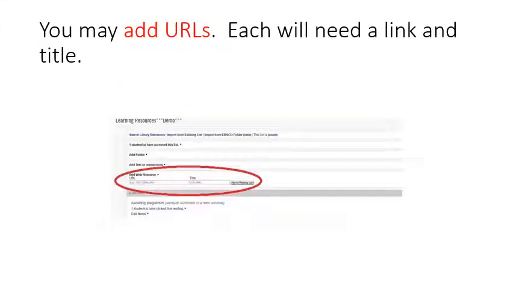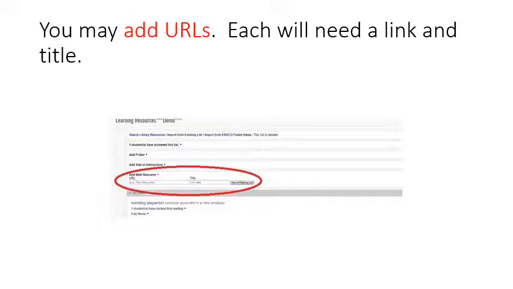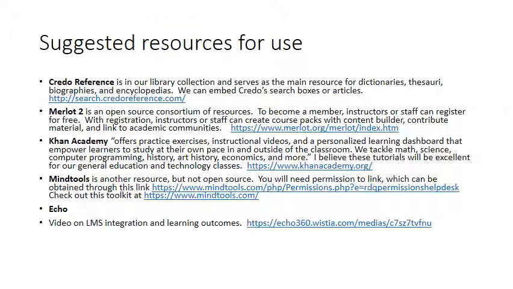If you want to add URLs from other sources like Merlot or other really good education open source kind of links, you can do that, and you can add the links. You'll need the URL, and you'll have to give it a title. And you can see here there's a number of suggested open resources for use.